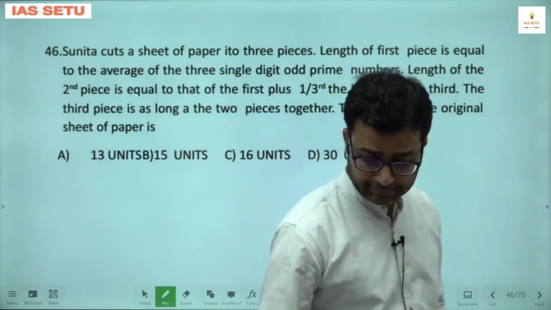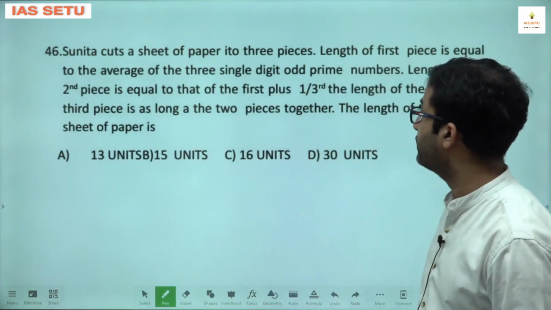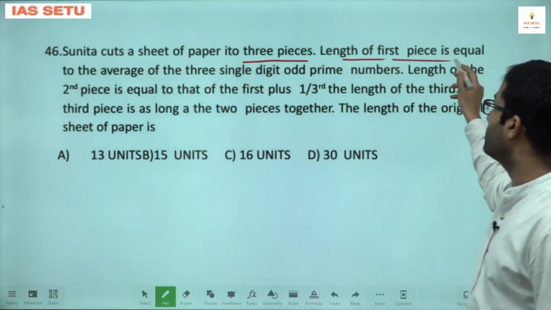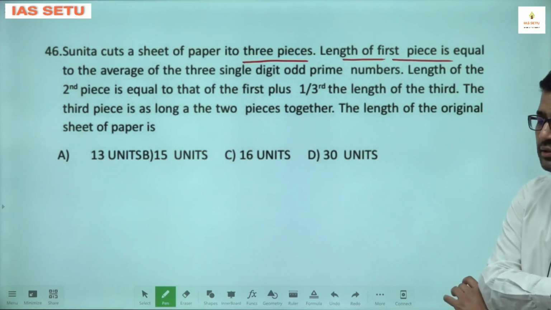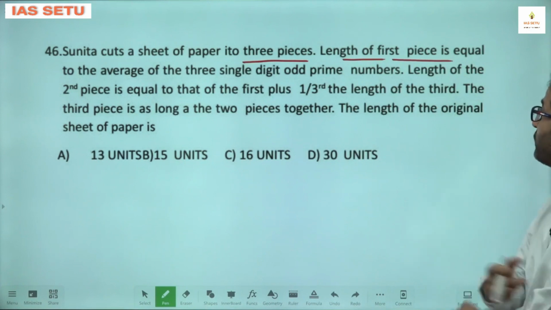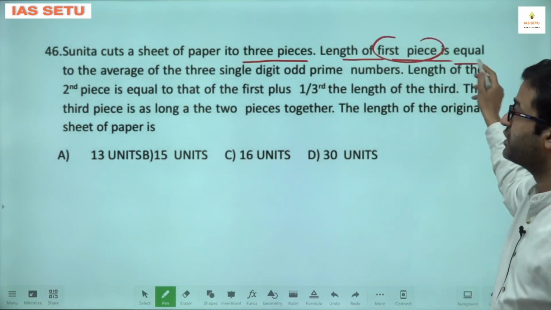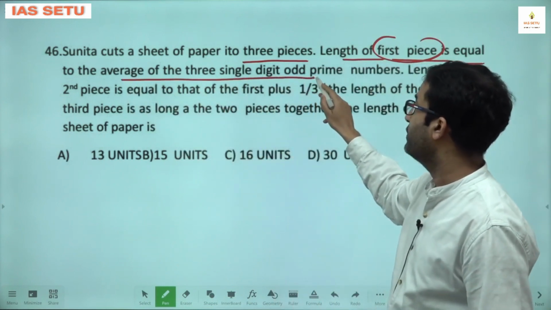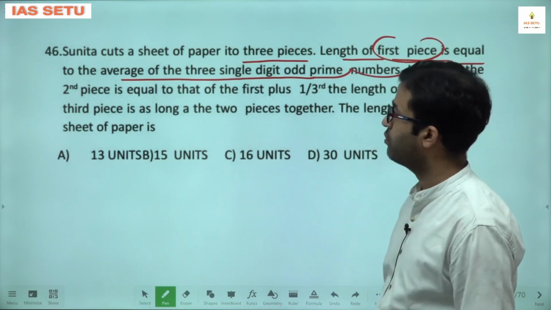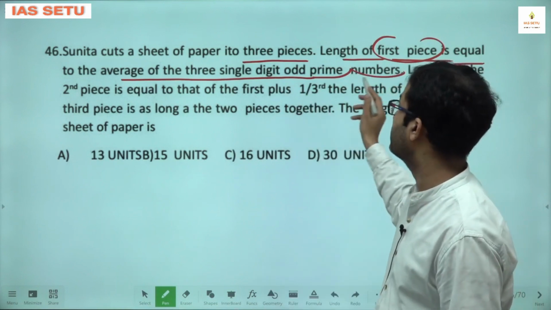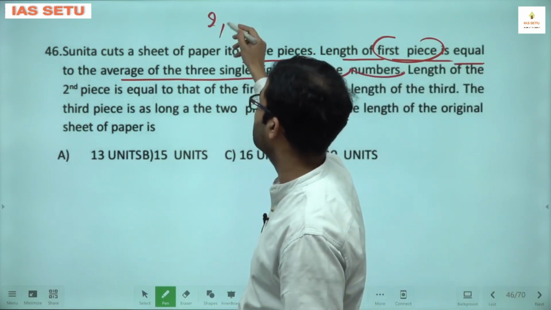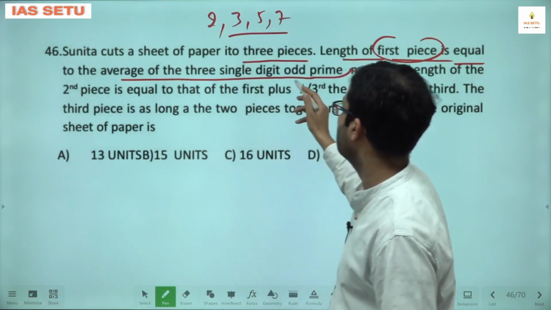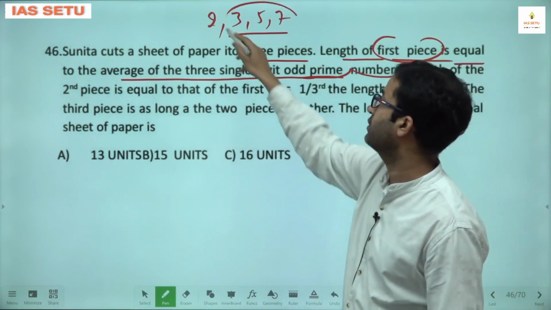Question number 46. Sunita cut a sheet of paper into 3 pieces. I will tell you two methods, one wonderful method. The length of the first piece is equal to the average of 3 single digit odd prime numbers. The single digit prime numbers are 2, 3, 5, 7. Out of these, the odd prime numbers are 3, 5, 7.